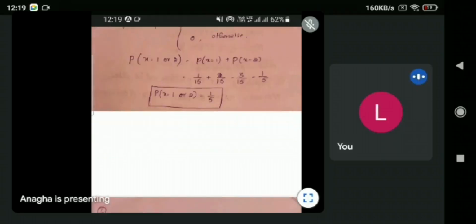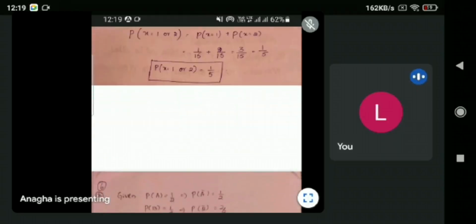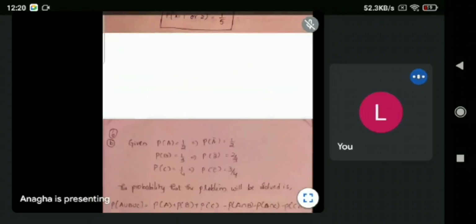Next one is B. The given conditions are P(A) equals 1 by 2, that implies P(A bar) equals 1 by 2; P(B) equals 1 by 3, that implies P(B bar) equals 2 by 3; P(C) equals 1 by 4, that implies P(C bar) equals 3 by 4.